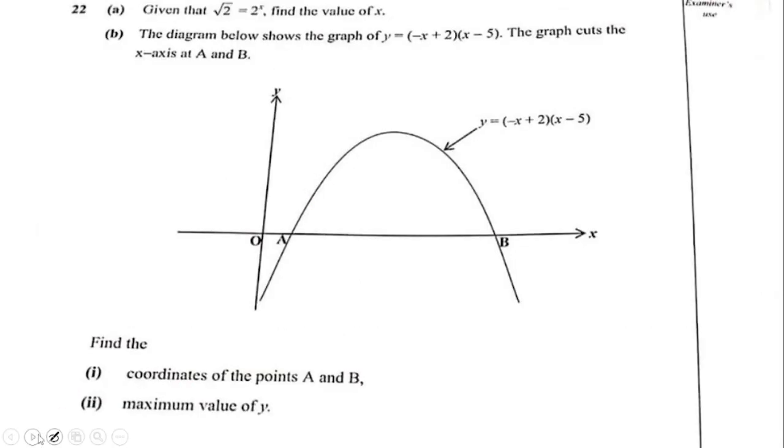Our last question. Given that the square root of 2 is equal to 2 to the power x, find the value of what? The value of x. Okay, that is very simple. The square root of 2 is equal to 2 to the power x. Okay, now how do we find that x there?